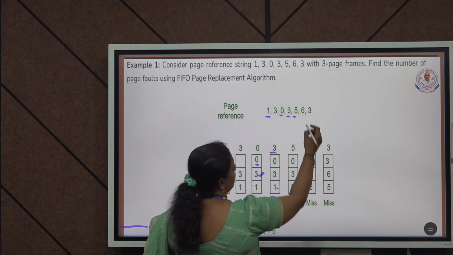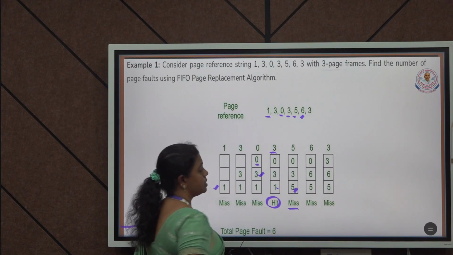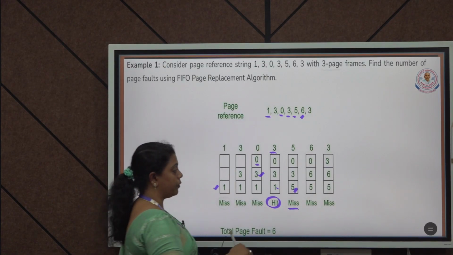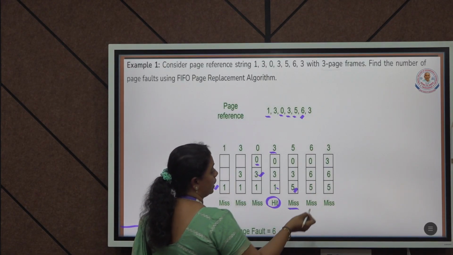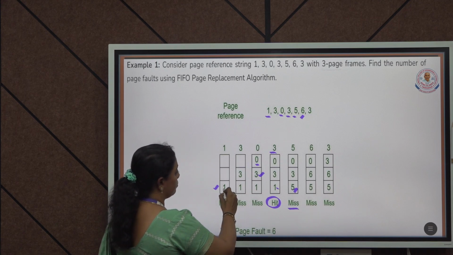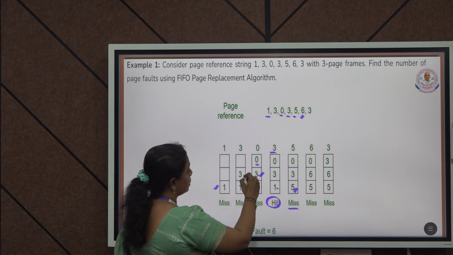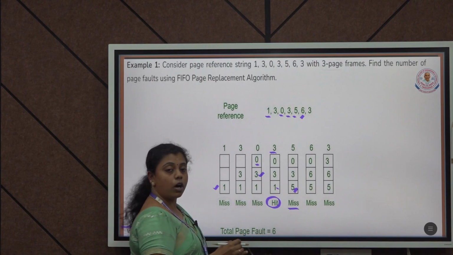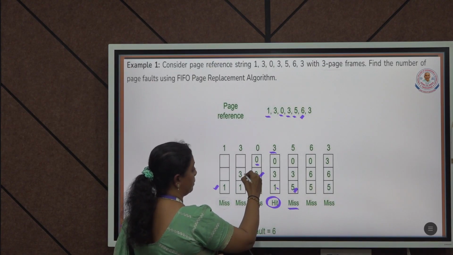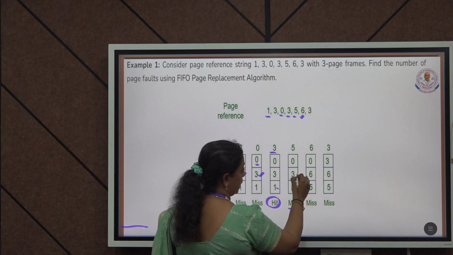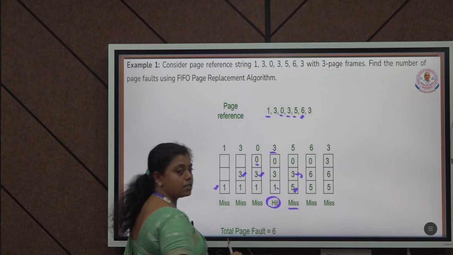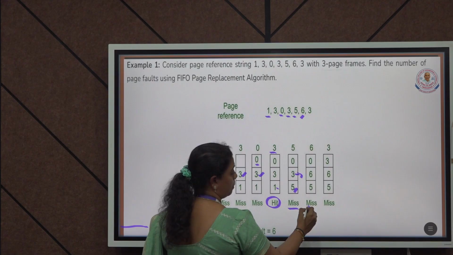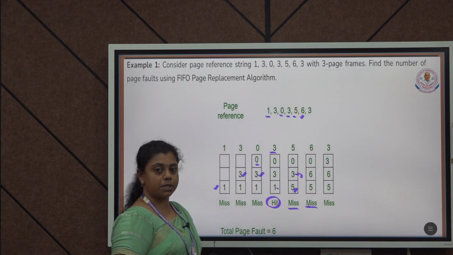The next one is number 6. 6 is also not present in the frame, so I am going to replace a number. Here 1 is already replaced, so after that, based on the first in first out algorithm, I am going to replace 3. Instead of 3, I am going to place 6. So it is called a page fault or page miss.